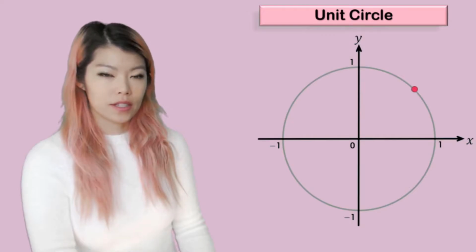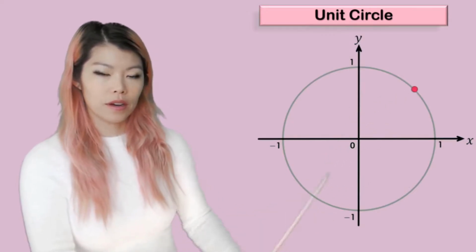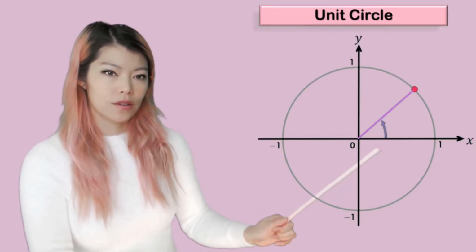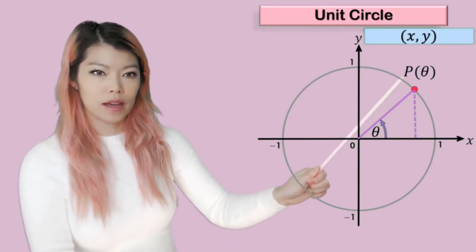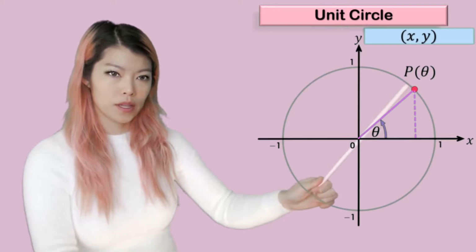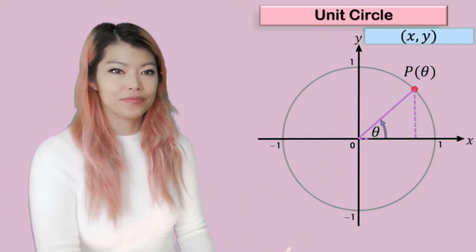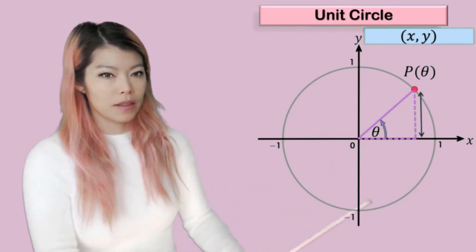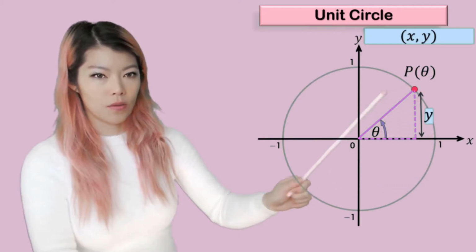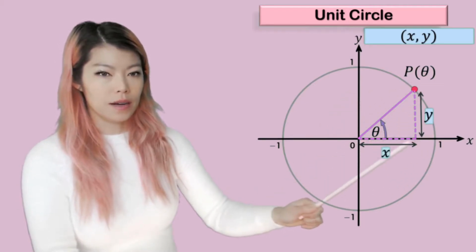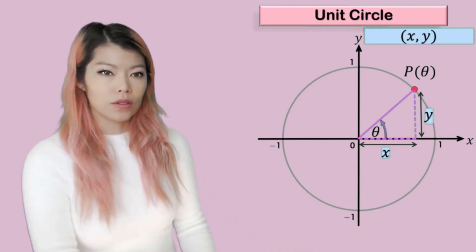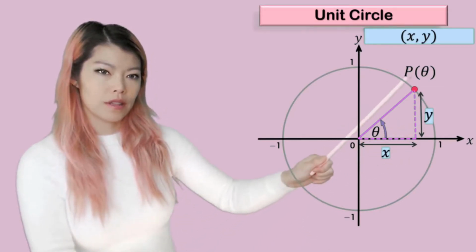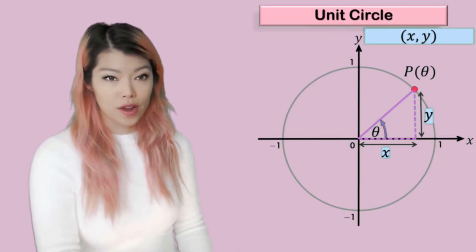Here we have the unit circle again. Let's say I pick a point on the unit circle with an angle theta, then this point is going to be described as P theta. So the point with that theta. Now we notice something about this point, that the height, the y value, and the base of that triangle is x. We also notice something about this triangle, that this is a right angle triangle.